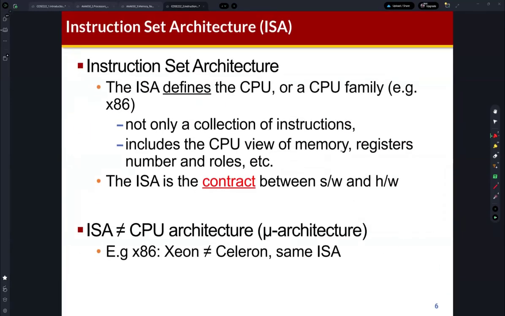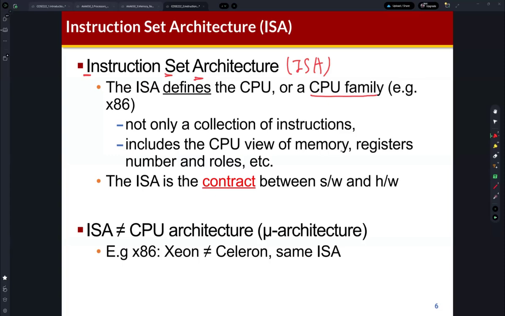So instruction set architecture, the ISA. It can be called ISA, so sometimes I will use the word ISA. ISA defines a CPU or CPU family.